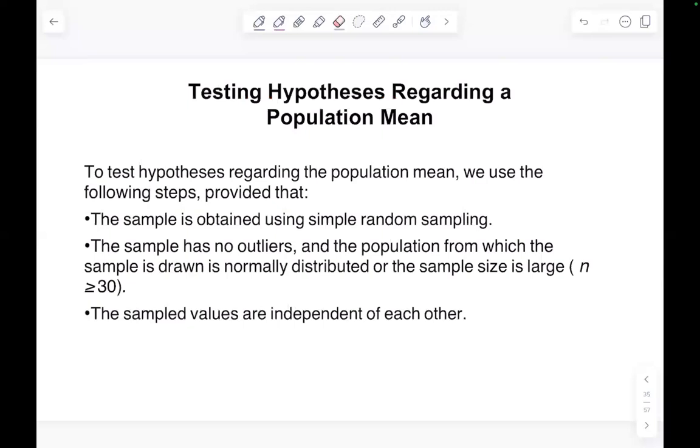So what we need to do is look and make sure that we have simple random sampling. We need to make sure that either our population is normally distributed or our sample size is at least 30. And then our sample values need to be independent of each other. So less than 5% of the population.